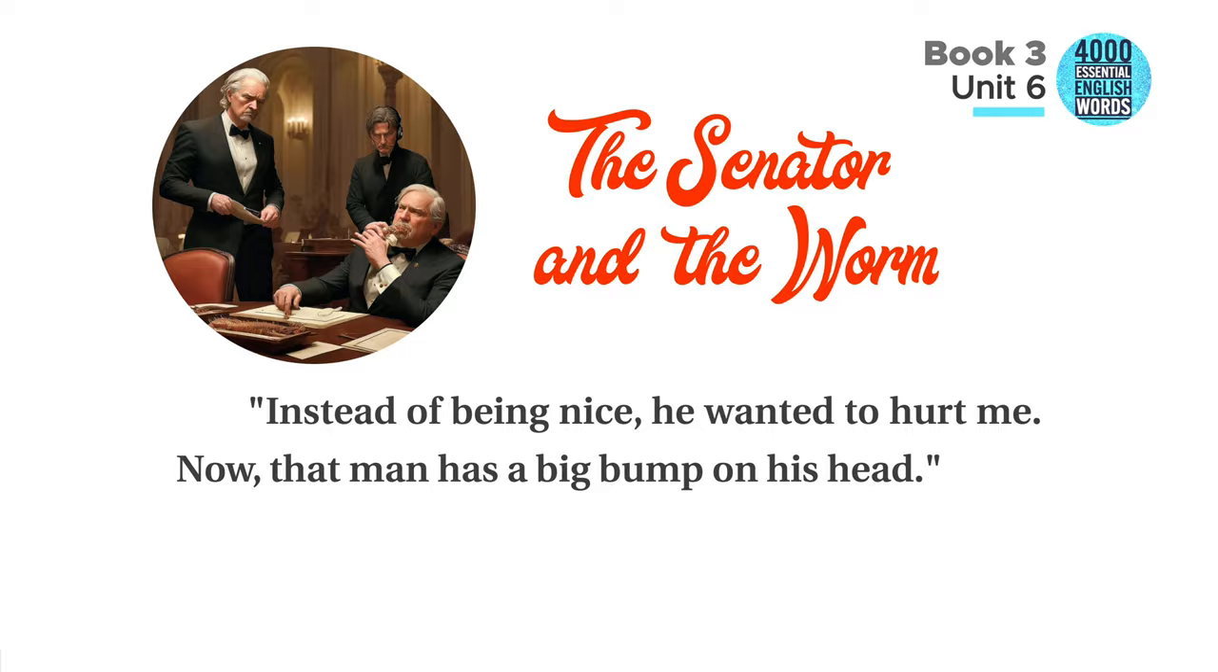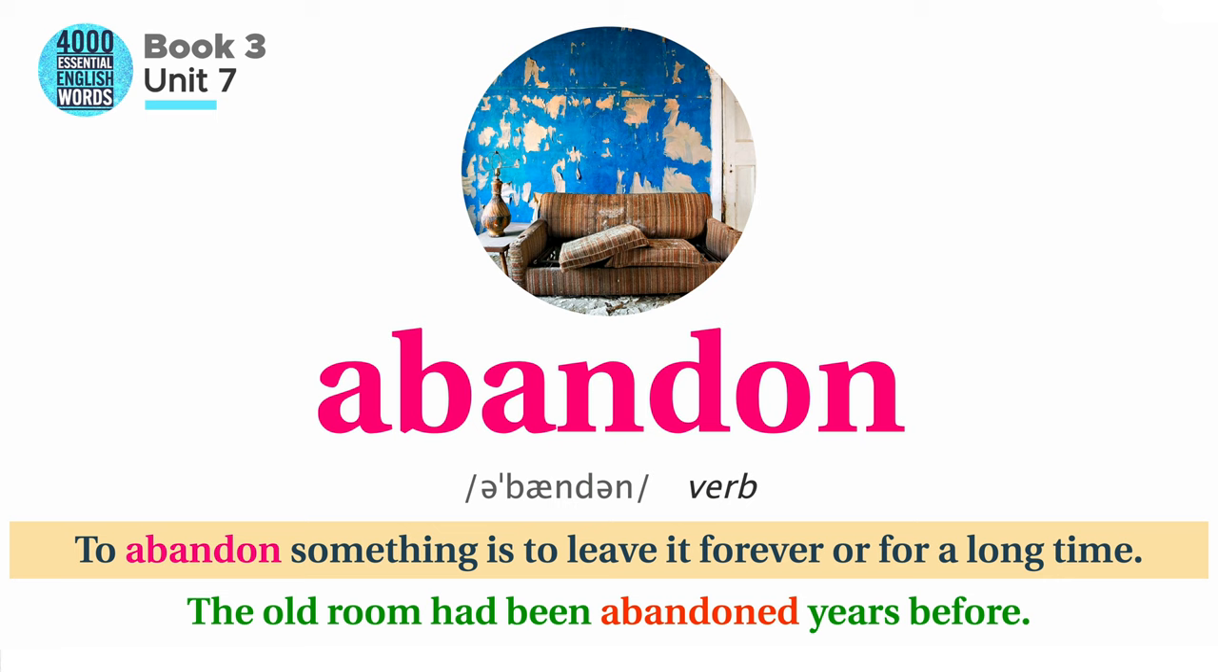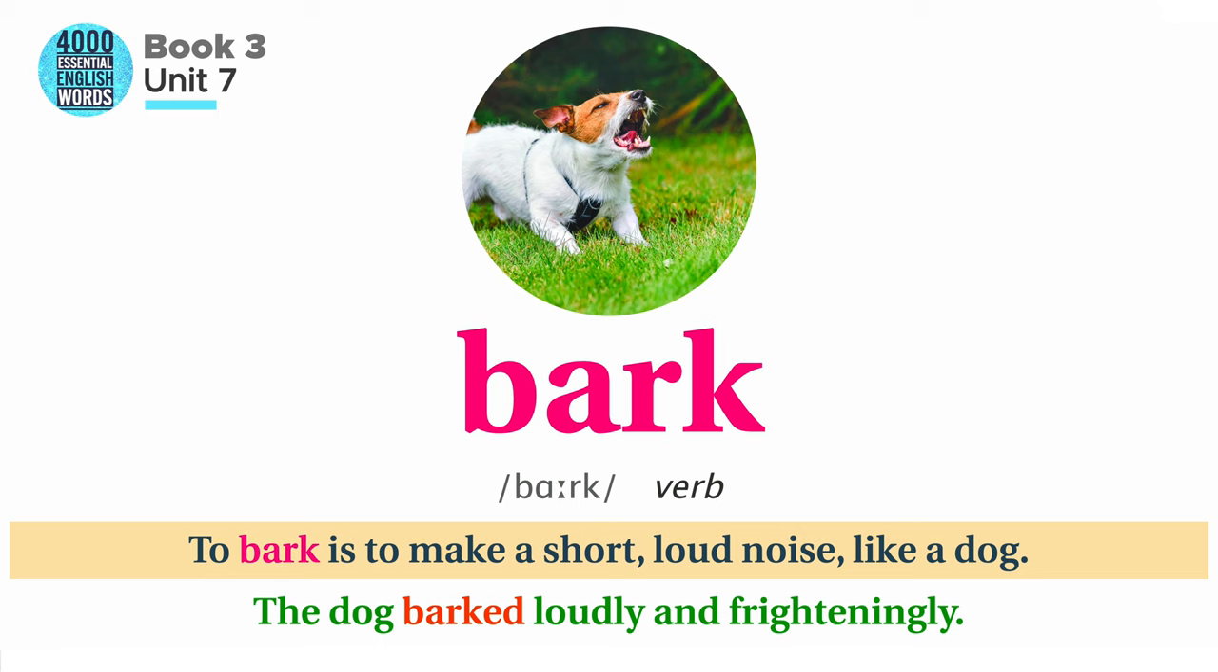Unit 7. Word List. Abandon. To abandon something is to leave it forever, or for a long time. The old room had been abandoned years before. Ambitious. An ambitious person wants to be rich or successful. Kendra had to be ambitious to get into medical school. Bark. To bark is to make a short, loud noise, like a dog. The dog barked loudly and frighteningly.